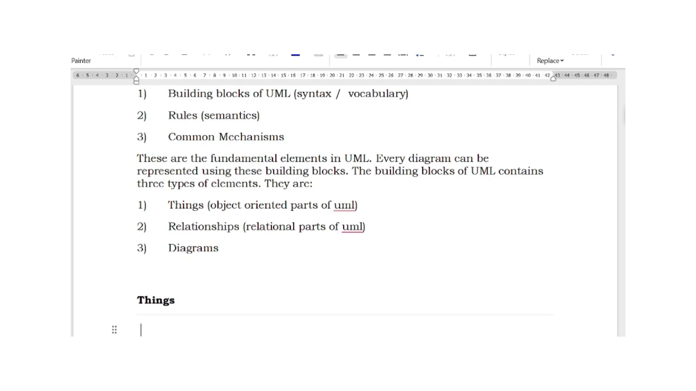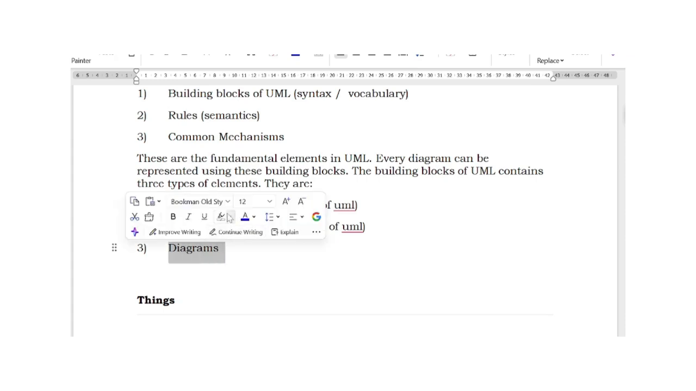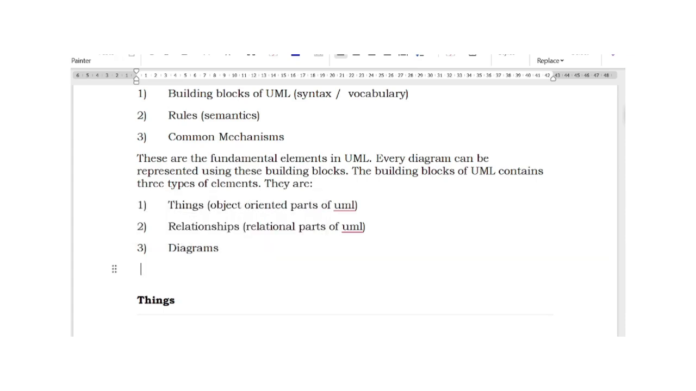These building blocks of UML contain again three types of elements: things, relationships and diagrams. Things we can also call the object-oriented parts of UML. Relationships are like the relational parts of UML. By combining these two, we can make a diagram. So what is meant by a thing, now we will see.